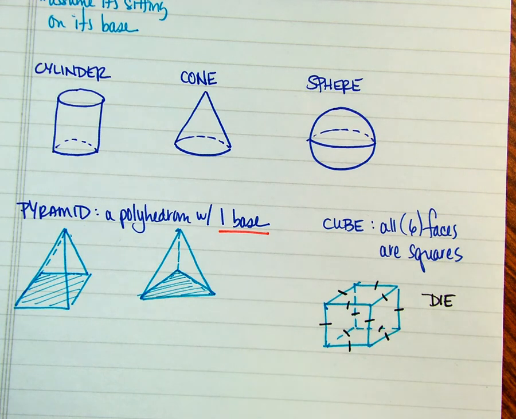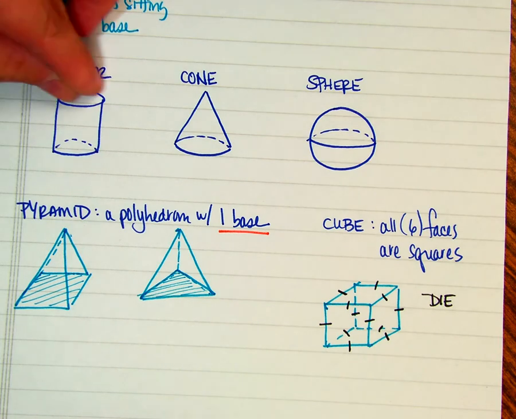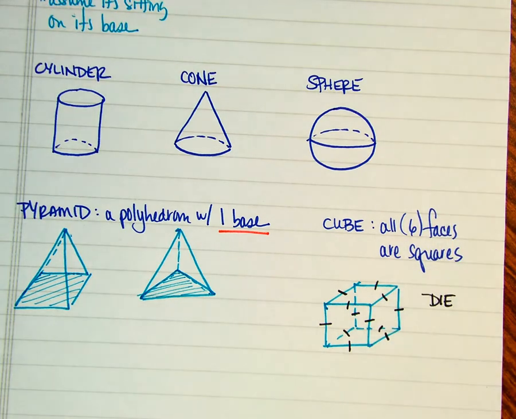And I think we are going to stop there with the solids. Make sure I have covered everything: prisms, cylinders, cones, spheres, and pyramids. I think I've covered everything.